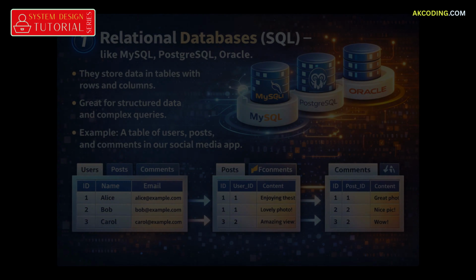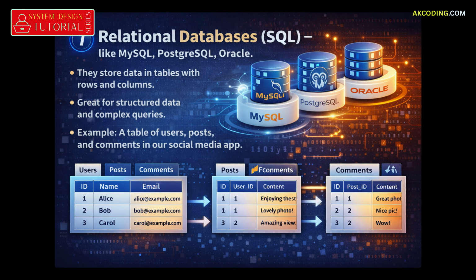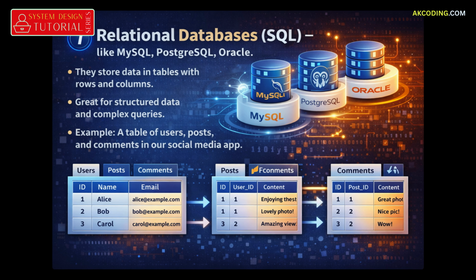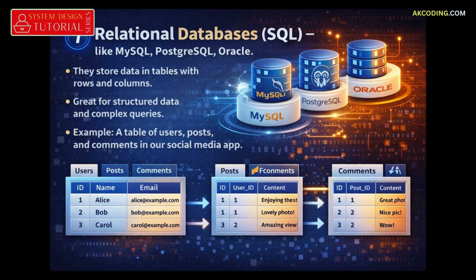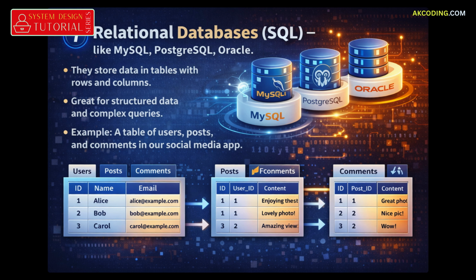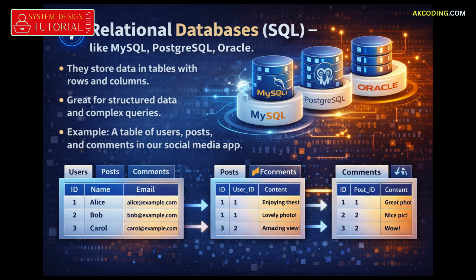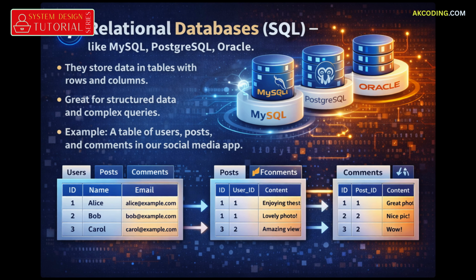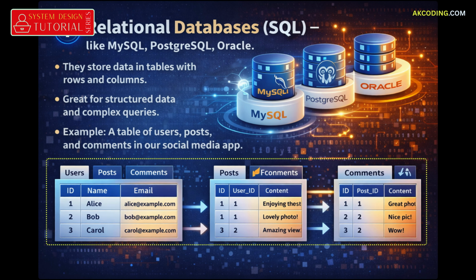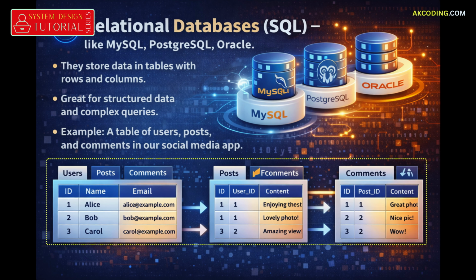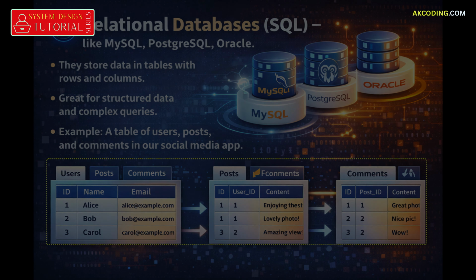Number one, relational databases like MySQL, PostgreSQL and Oracle. They store data in tables with rows and columns. Great for structured data and complex queries. For example, a table for the users, posts and comments in our social media app.